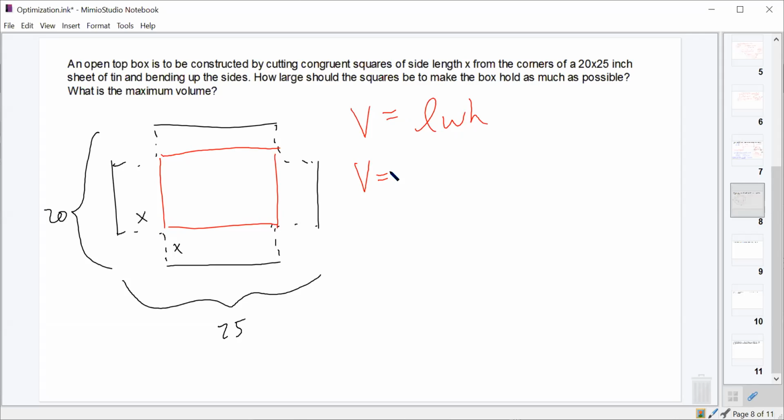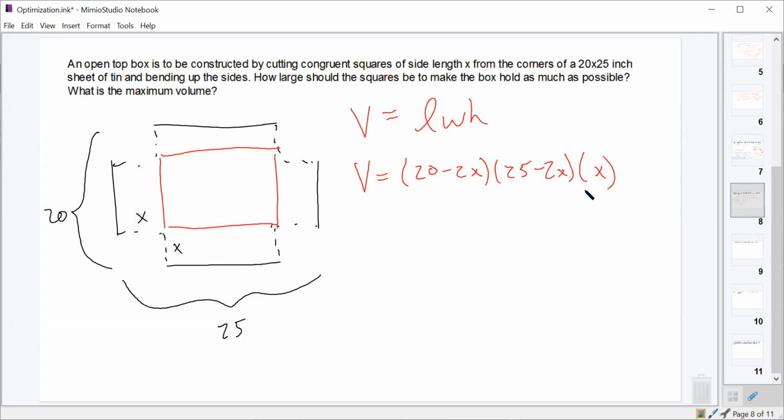So what's the length? 20 minus 2x times 25 minus 2x times x. All right. So our length and our width are 20 minus 2x and 25 minus 2x because we've chopped x off from each of those sides, right? So subtract an x and subtract an x from both the 25 and the 20. And then our height is just whatever the amount that we chopped off is because we have folded that flap up. So we got 20 minus 2x, 25 minus 2x, and x.